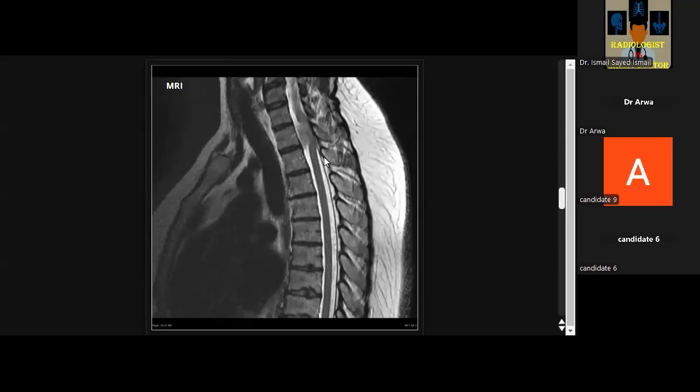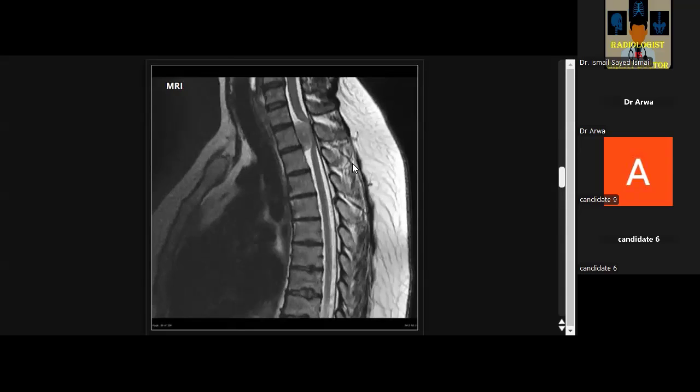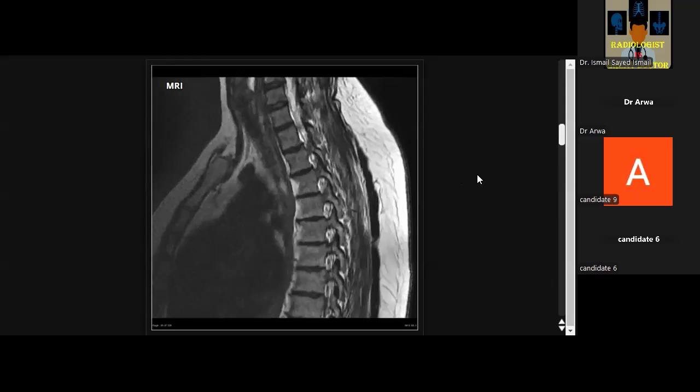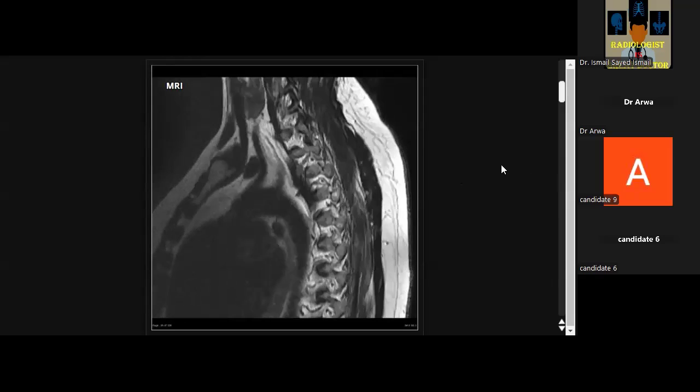Okay. Can you give me a differential diagnosis? Yes, I will. I want to see the post-contrast images as well. However, based on these findings, my top differentials would be meningioma and neurogenic tumor. However, I would also like to see the extension of the lesion into the neural foramina. Okay. I'll give you just a minute. I'll give you the contrast now. Yes, please.